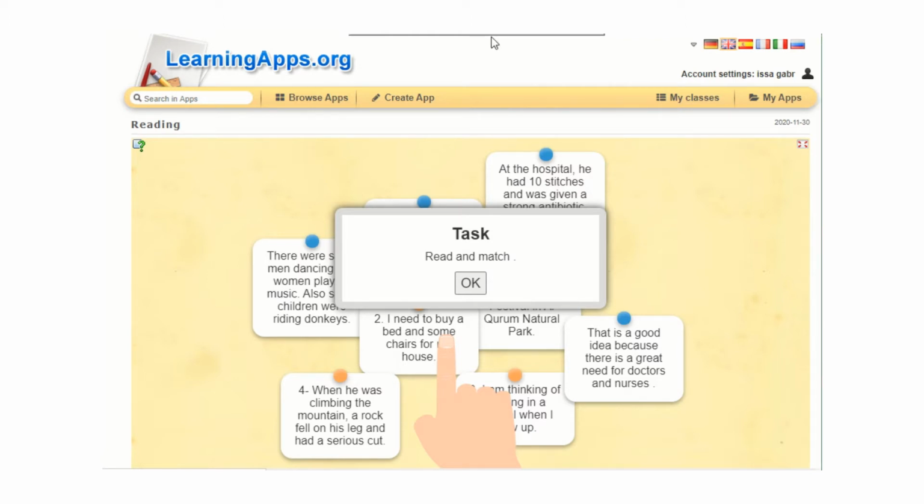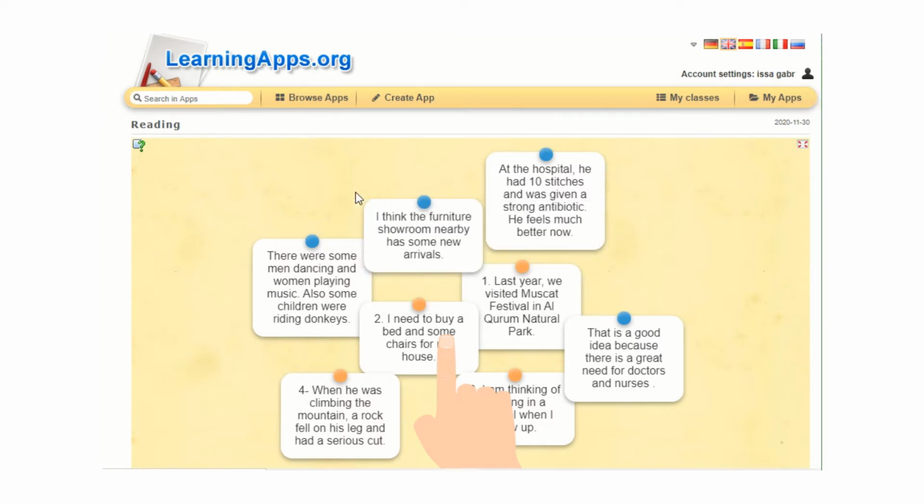Let's explain this task here. Okay, here you can see 4 blue texts and 4 orange texts, so your task is to match the texts. Okay, look at number 1. Last year we visited Muscat Festival in Al-Qurum Natural Park. Okay, what is the text which is similar to this text?